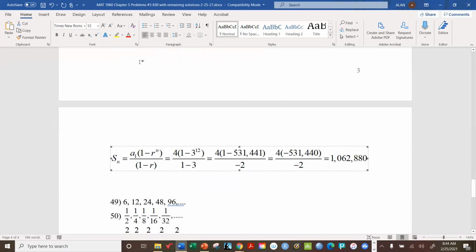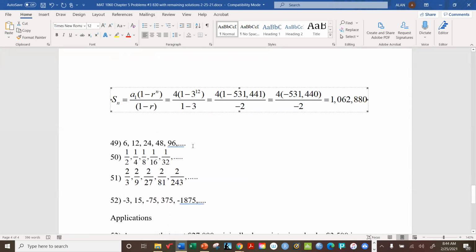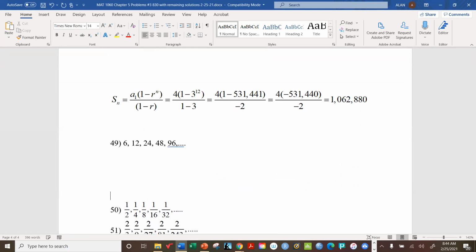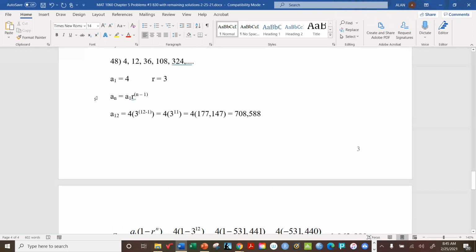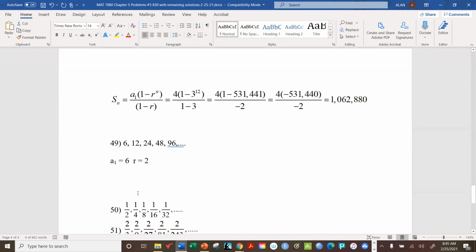Okay. Ooh, some of these are looking a little scary down here. Like this one, well, this one looks pretty normal. A1 is 6. The common ratio is 2. Okay, so in order to find the 12th term, we'll go back to our formula. All right, let's see, it's right here. And just plug in some numbers.